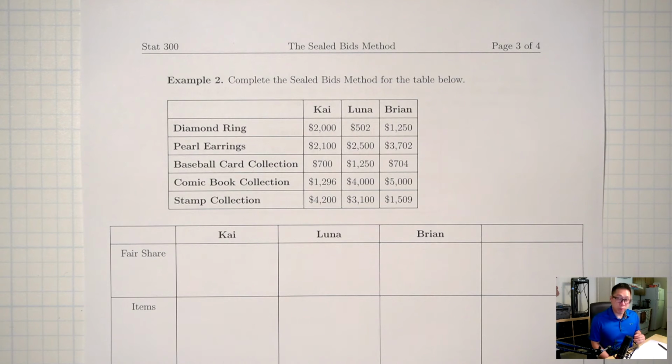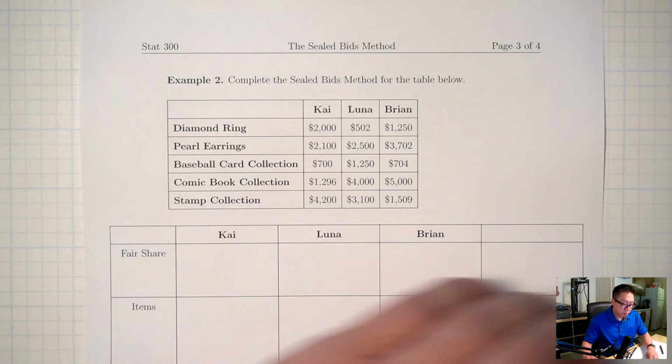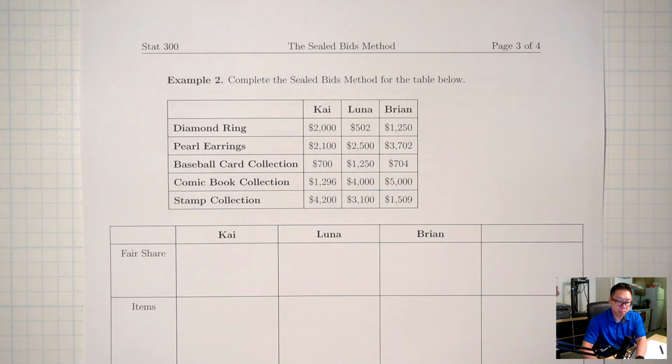Let's now try an example with 3 people. So here we have Kai, Luna, Brian, who are sharing a diamond ring, pearl earrings, baseball card collection, comic book collection, and a stamp collection. Same as before, first step is to figure out each person's fair share. So this is how much each person thinks they deserve. So for Kai, we'll add up all the items. So 2,000 plus 2,100 plus 700 plus 1,296 plus 4,200. In Kai's eyes, all of the items together are worth 10,296.